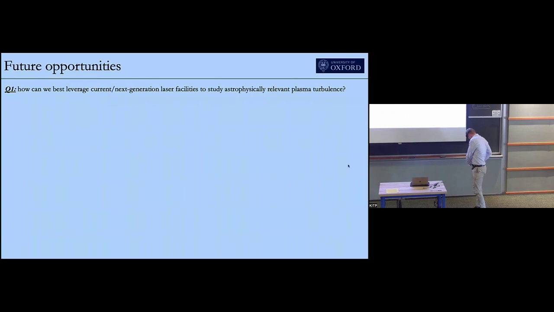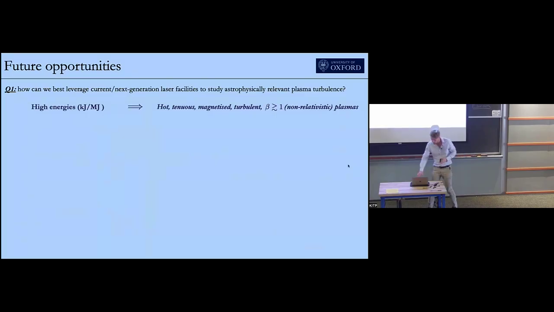I'll just hold it. So I just wanted to finish by talking about future opportunities, and in the spirit of this conference, ask: how can we best leverage both current and next generation laser facilities to study astrophysically relevant plasma turbulence in the lab? Well, many facilities now have both kilojoule and even some megajoule capabilities, and this means that we can reliably create hot, tenuous, magnetized plasmas with plasma beta of order unity or greater in the lab very easily. We can do lower beta plasmas with different facilities, for example, Z pinches.